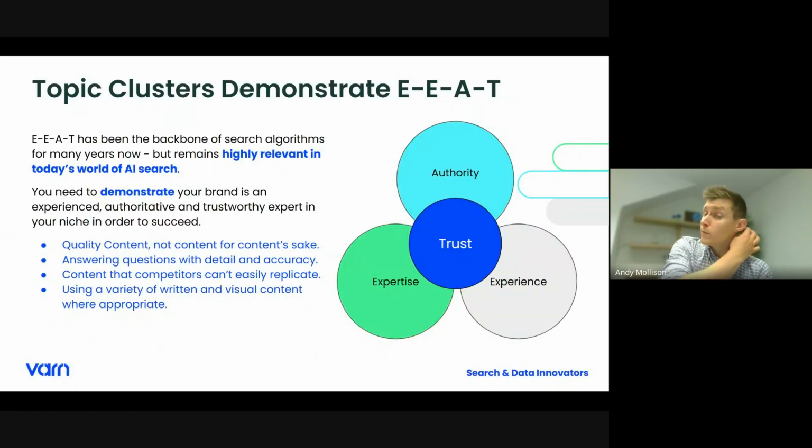I think it's also important because of EAT. I don't know if you've heard of this, but it's been in Google's algorithms for a very long time. In fact, might have been 10 plus years now. EAT stands for experience, expertise, authority, and trust. And it kind of goes back to being, well, if you're creating content, building a website, it needs to be quality, not just content for content's sake.